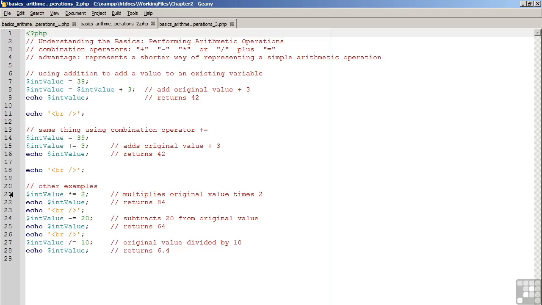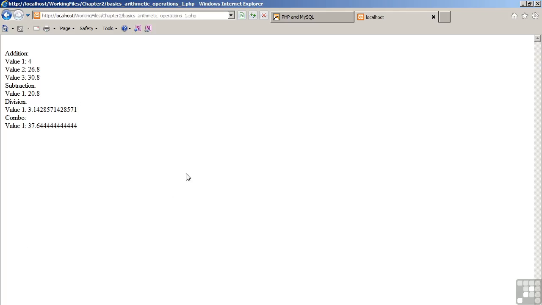You can also do the same thing with multiplication, subtraction, and division by saying, for example, $intValue times equals 2, which will be the original value times 2. $intValue minus equals 20, which will be the original value minus 20. And finally, $intValue slash equals 10, which will be the original value divided by 10. Moving over to the browser, let's have a look at the output. So you can see again 42 and 42 representing the fact that the combined operator is the same thing as adding the variable to itself plus a value.